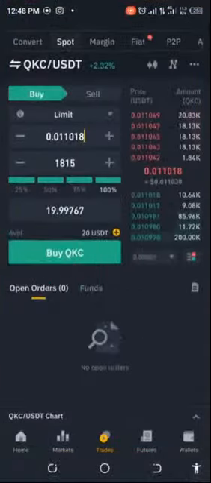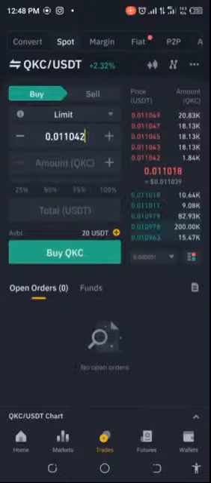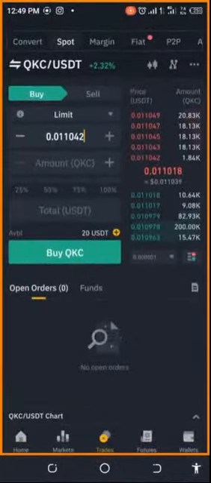But now, because we want to get it bought immediately, let's tap on this. Let me go back, and let's try out something. Let's tap on that first red. You can see that the price is higher than it actually is. You can see that the price is 0.011042. But right now, what we really want to buy, which is the current price that's showing us, is 0.011018. So you can see that it's higher here.